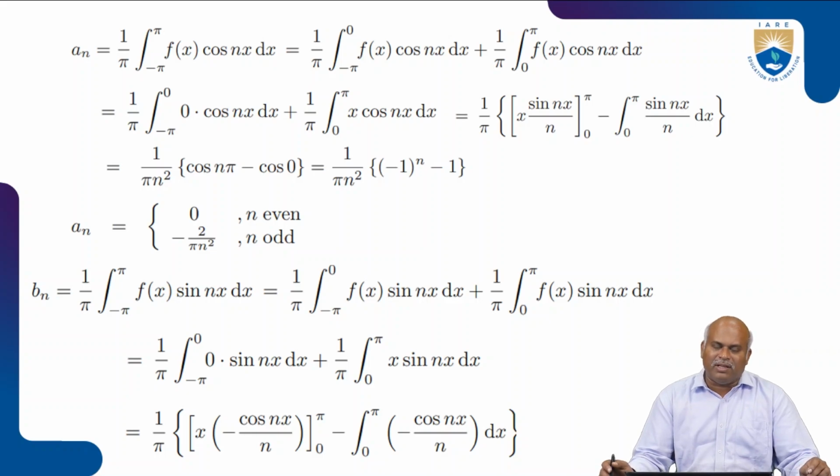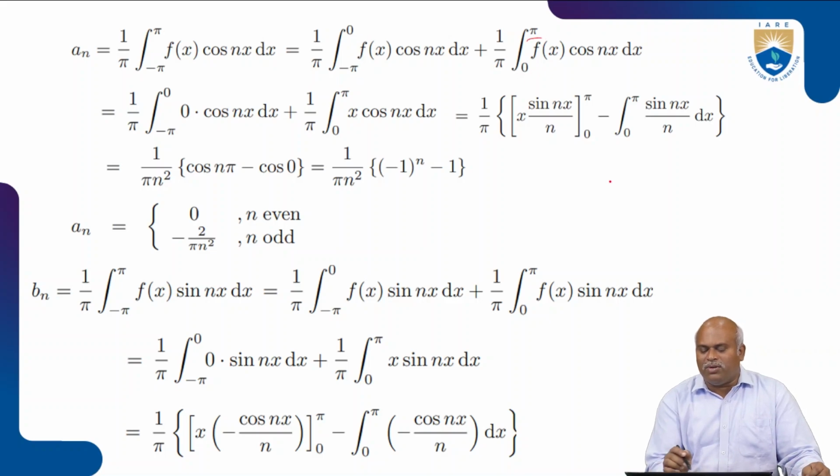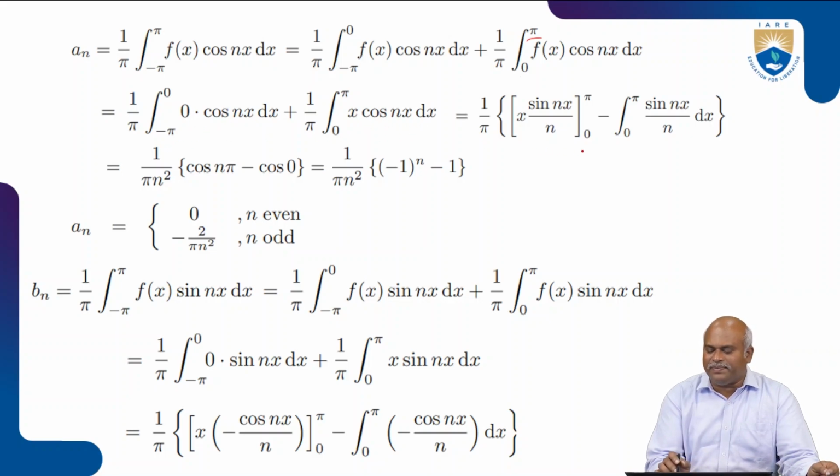We also need to find b of n as well as a of n. a of n is equal to 1 by pi times the integration from minus pi to plus pi of f of x cos nx dx. Then we substitute for the limits minus pi to 0 as well as 0 to pi. You can do the integration after substituting the values.